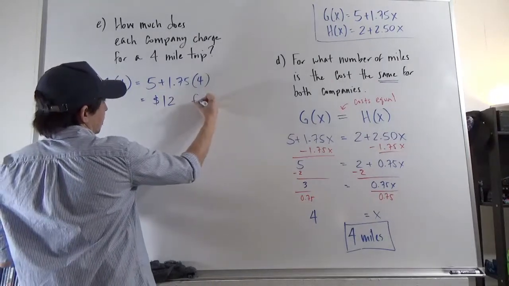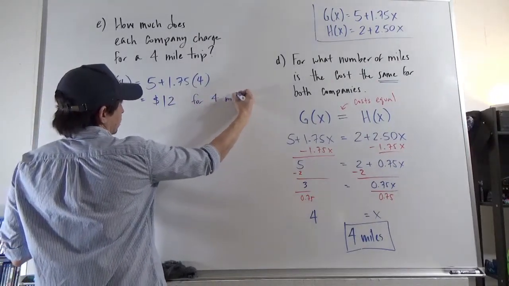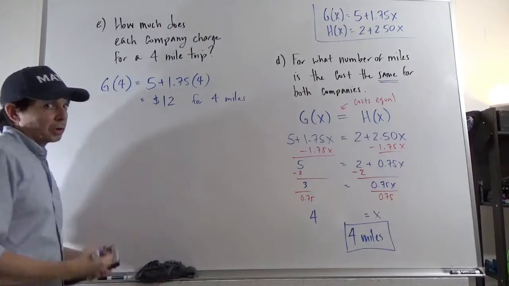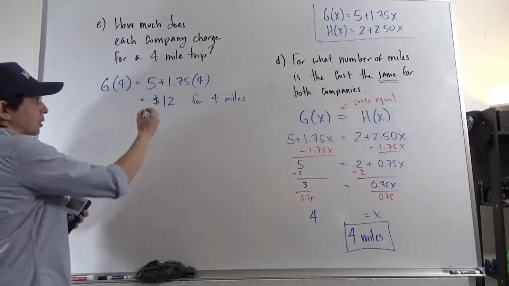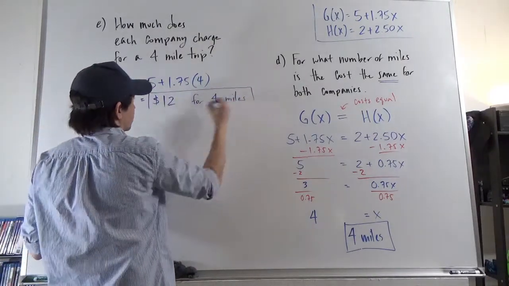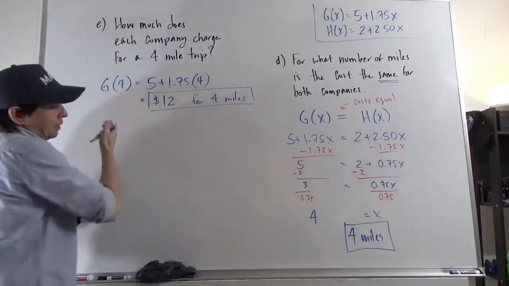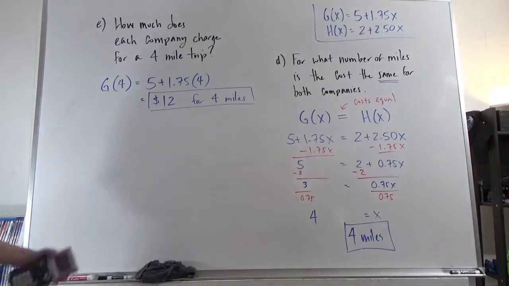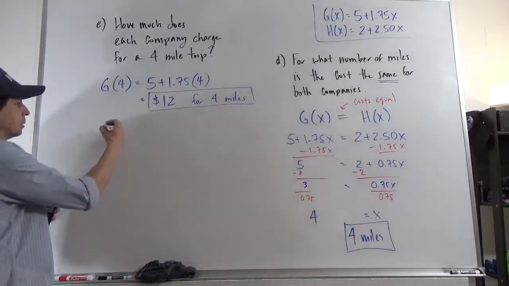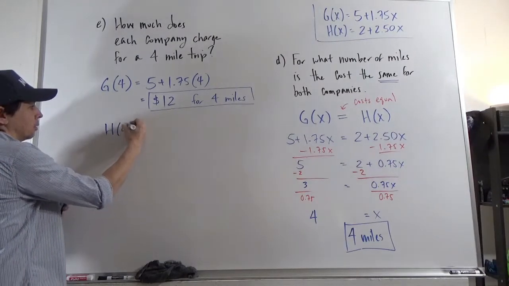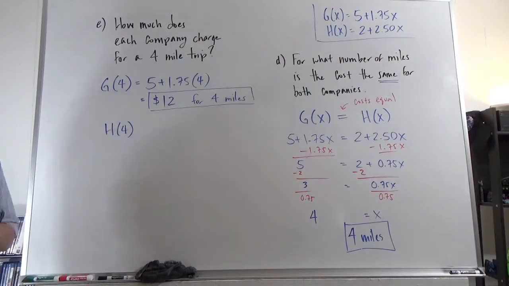You can even write, this is not part of your answer, but if you want to give extra detail, I'm going to put it so that for your notes you have extra detail. We just figured out the cost is $12 for 4 miles for Gary's. But it wants each company. So we're supposed to do H of 4.